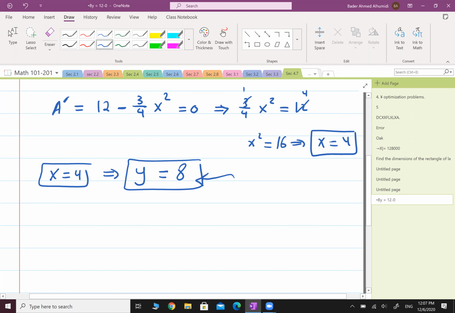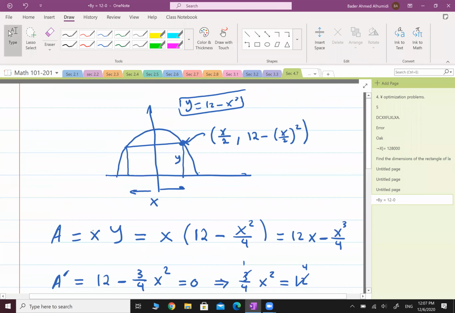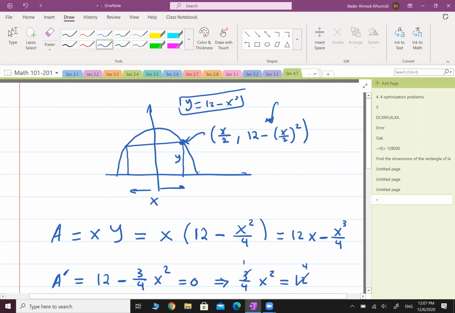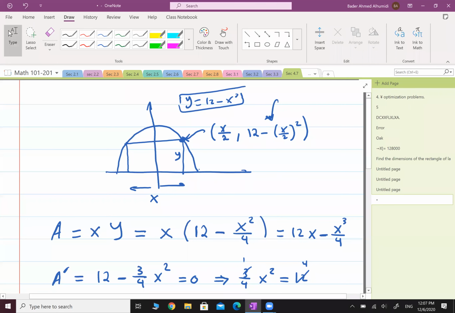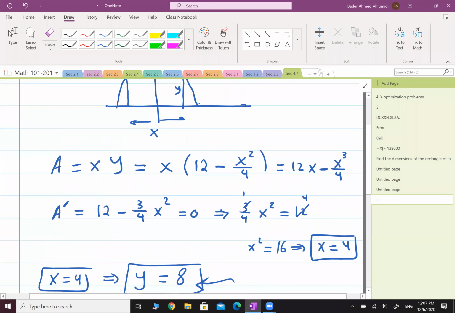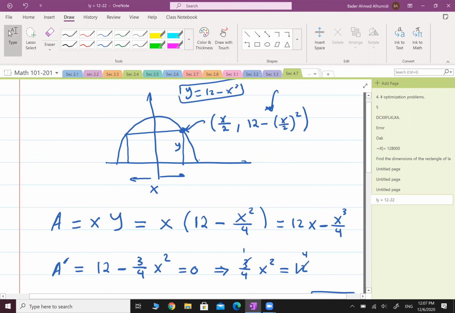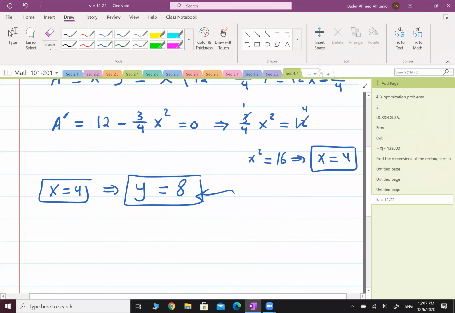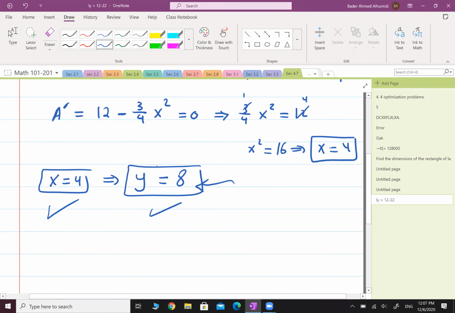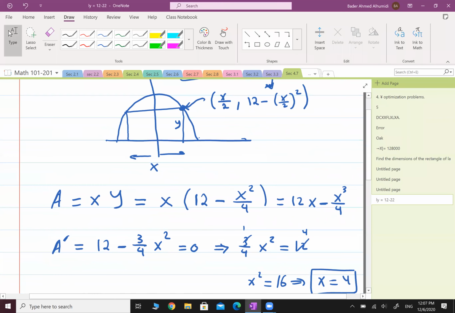From where do I get this 8? From here, from this coordinate here. I need to have x over 2, which is 8 over 2, that is 4. And 4 over 2, that's equal to 2. And 12 minus 2 squared here, 4. 12 minus 4 is equal to 8. So you can see the dimensions will be the same, regardless of how you assume the dimensions. You assume it y and 2x or y and x? It will give you the same answer.